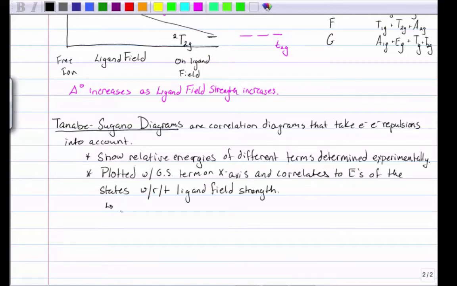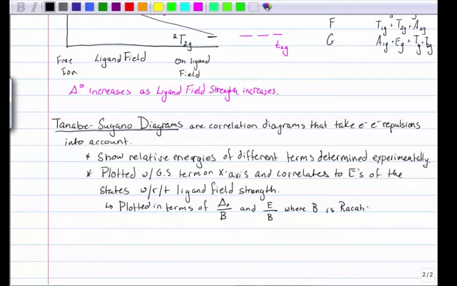So let me say that a little bit of a different way. If you look at the x and y axes, you'll see that these are plotted in terms of delta O over B. And B is the Racah parameter. So it's delta O over B on one axis, and E, or the energy, over B on the other. I believe the delta is on the x and E is on the y, where your B is called the Racah parameter.